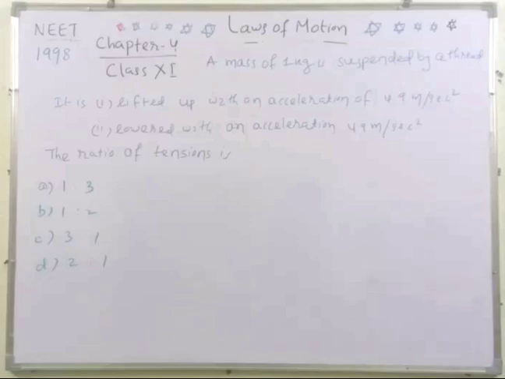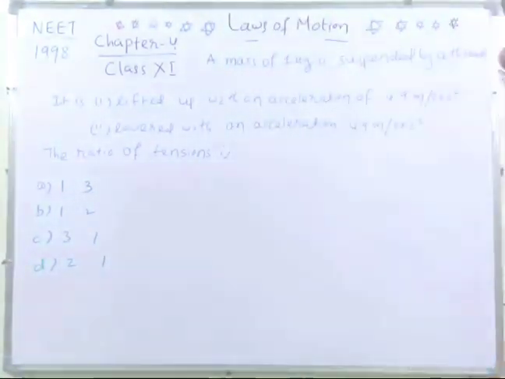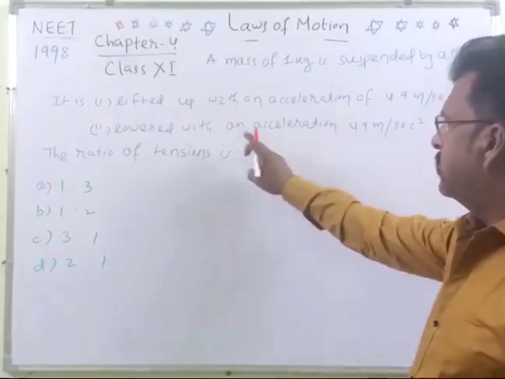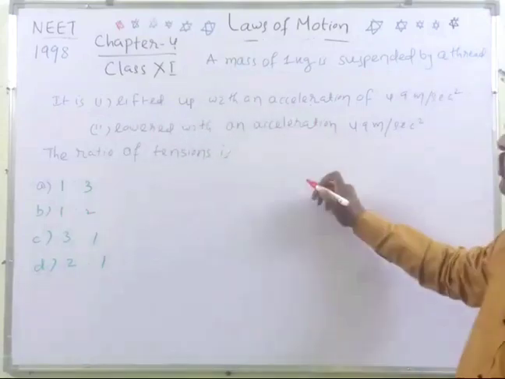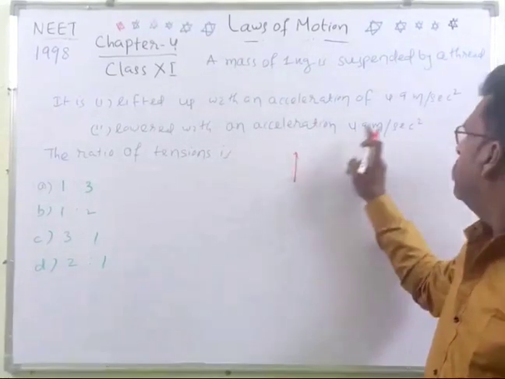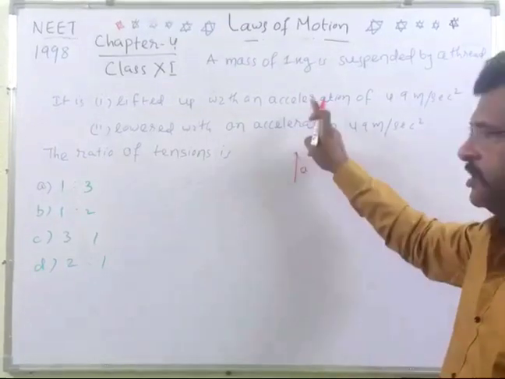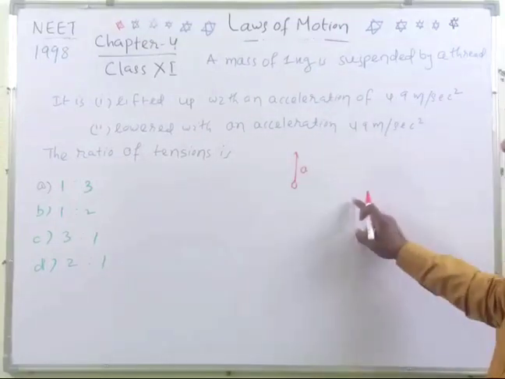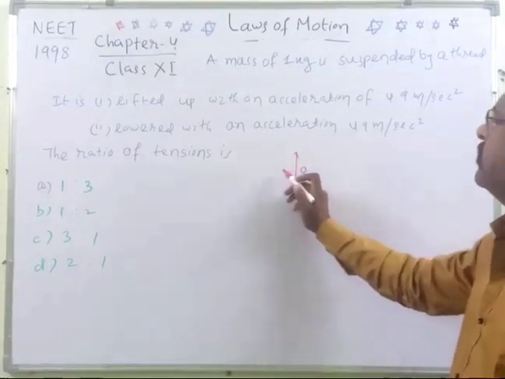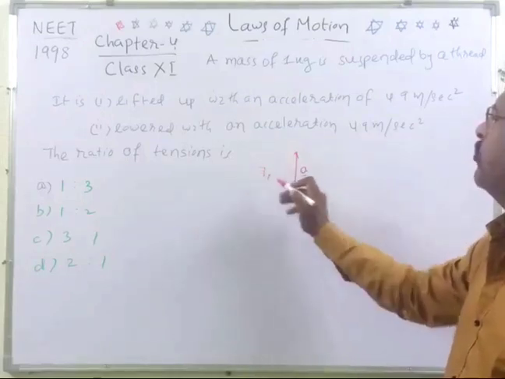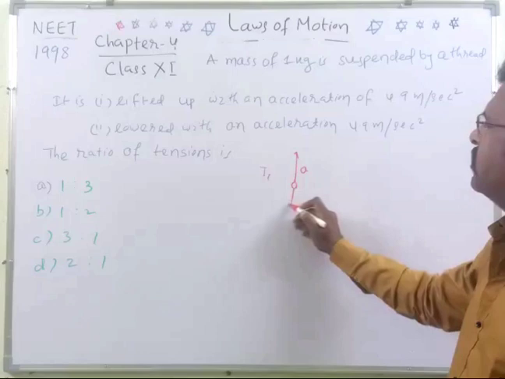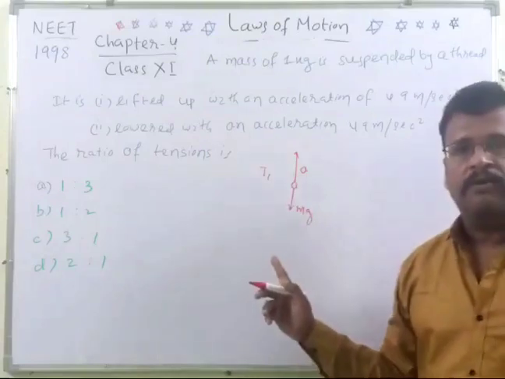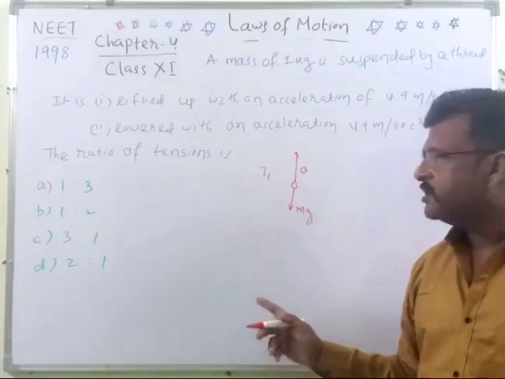Students, two cases are given here. You see, in one case the body is lifted off with an acceleration of 4.9 meters per second square. So the acceleration is upward. The body is accelerated upwards. Suppose at that time the tension in the string is T1. And this is the mass of the body, so mg always acts downward, students. The gravitational pull of attraction is always towards the center of the earth.